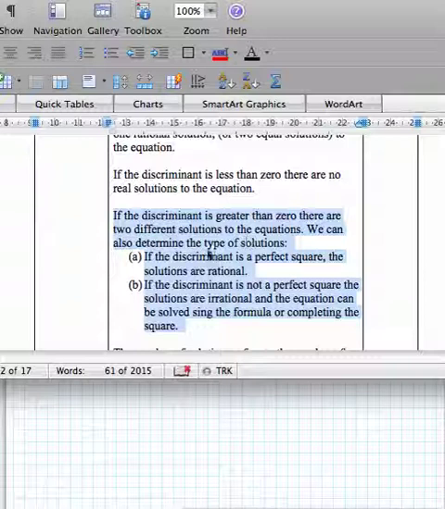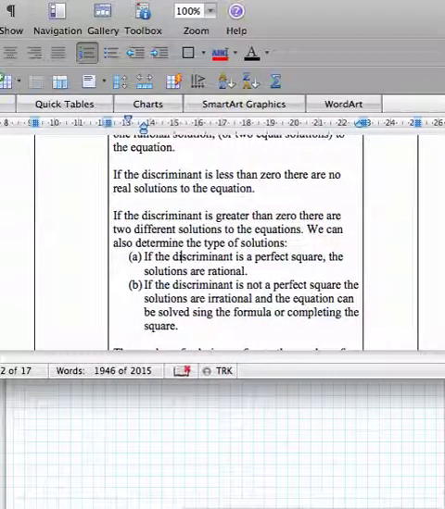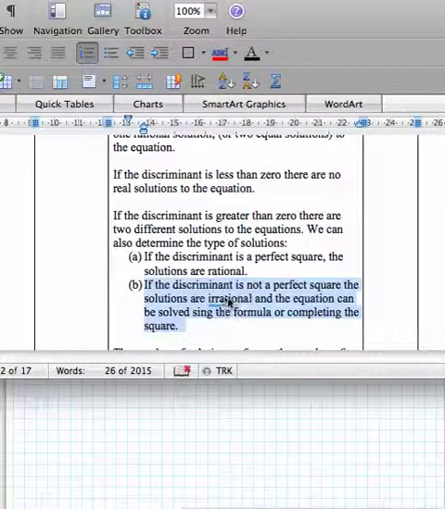The next step we can take is this. If the discriminant is a perfect square, so what are perfect squares? Perfect squares are numbers like 4 and 9 and 16 and so on. The solution will be rational, and rational numbers are numbers that can be turned into a fraction. For example, you could have 2, you could have a half, or 1.5. Now, if the discriminant is not a perfect square, like 8 or 21, you will still have two solutions, but they will be irrational.